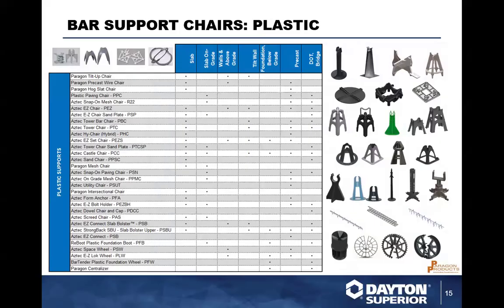With that being said, for the plastic supports, you've got everything from paving chairs to spacers to slab bolster upper. We have specific chairs for wire mesh. Most of these chairs are bi-directional, so you can turn it one direction for one size, and turn it 90 degrees for a second direction for a different height. And the chairs themselves are very competitive cost-wise within the marketplace.